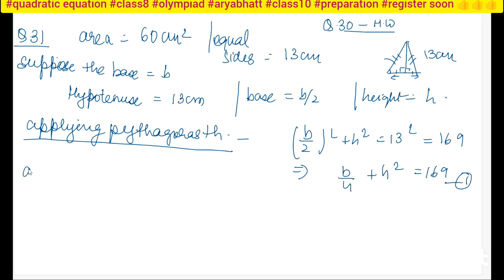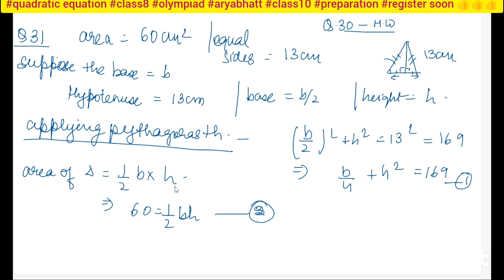Now see the area of the triangle. Area of the triangle is equal to what? 1 by 2 base into altitude, or I can say that 60 is equal to half bh. So I will name it as equation number 2. Okay. Now substituting the value of h in this, what I will get? I will get b square by 4 plus 120 by b whole square is equal to 169.